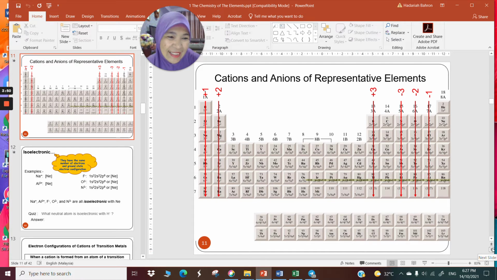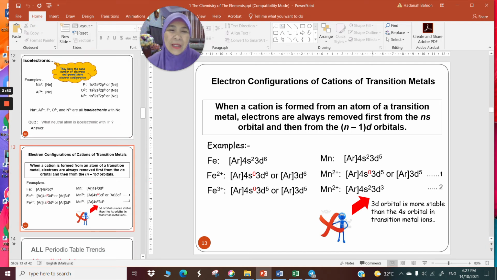So the next slide is about transition metals. I want to cover a little bit about transition metals because they have a slightly different story to representative metals. If you recall, transition metals are those elements located in the D block, whereas representative elements are located in the S block and the P block. Now, since transition metals are all metals, they will all become cations. It's very, very rare that you get transition metals become anions.